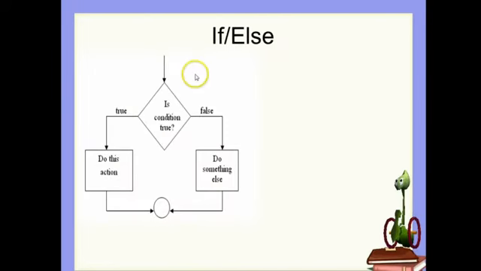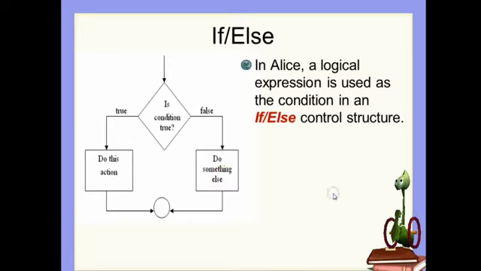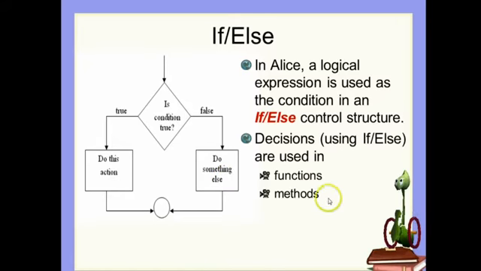So we start to talk about if-else and drawing it out like this. Decision maps is one word for this. So is the condition true? If it is, then you do this. If it's false, do something else. We've talked about this a little bit, but we're really going to be using it a lot more, especially because we're going to be using it in functions. We've used it in methods a little bit, now it's time to use it in functions.